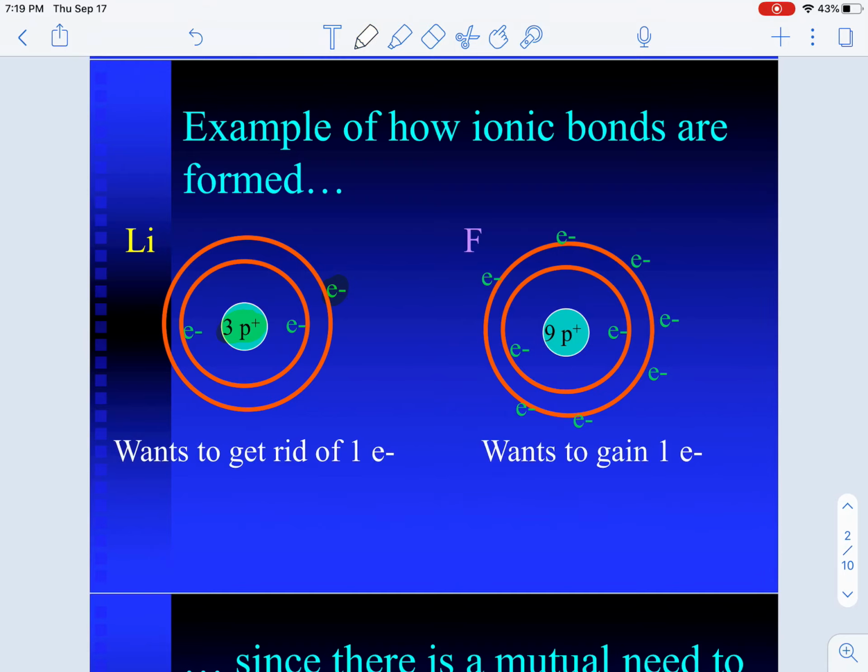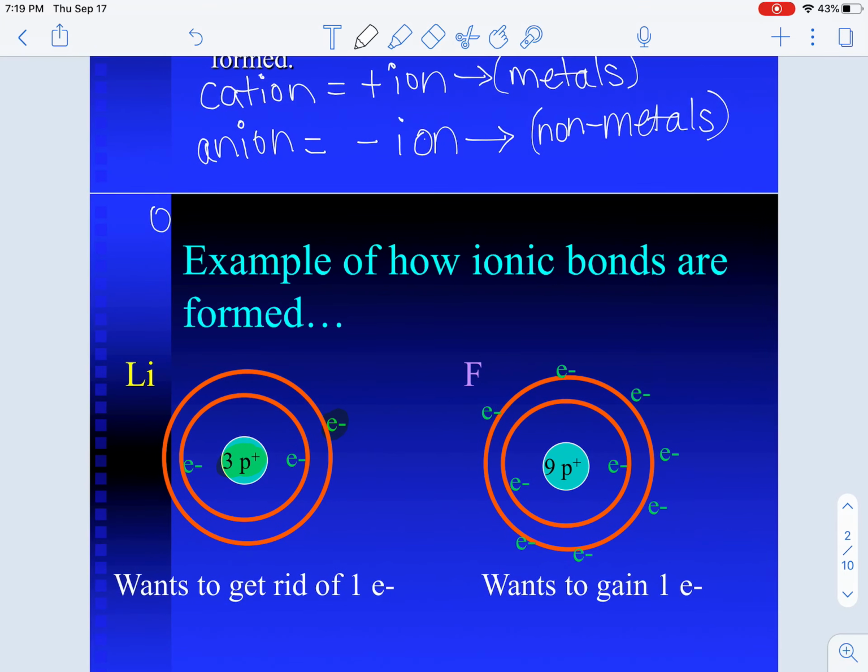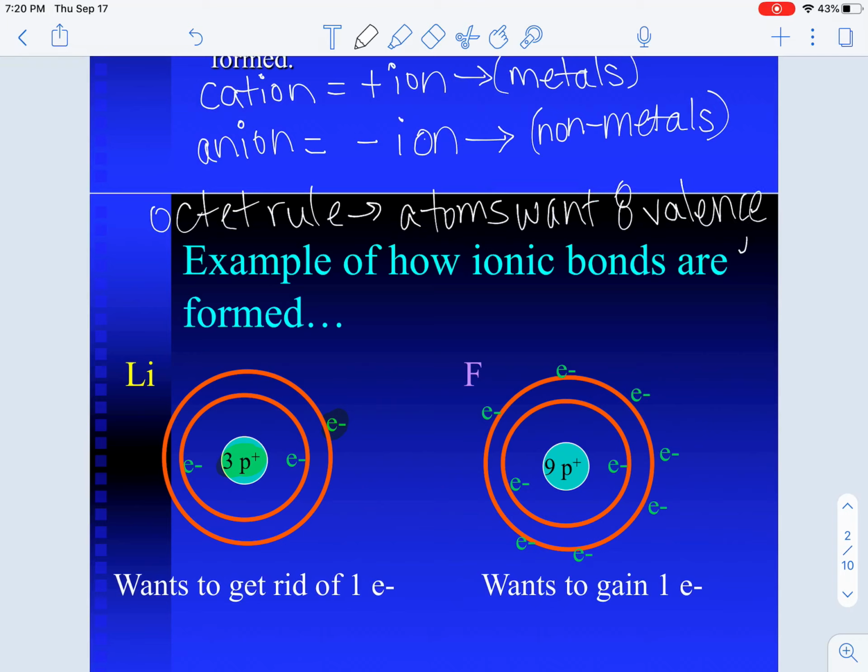But don't forget the lovely octet rule that says atoms want 8 outer, or 8 valence electrons, to become stable. So since lithium only has 1 electron in this outer shell, it's not very stable. Now, if we look at fluorine.